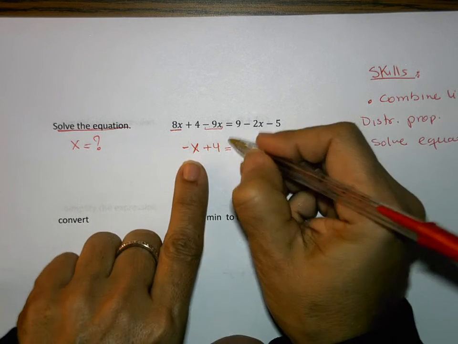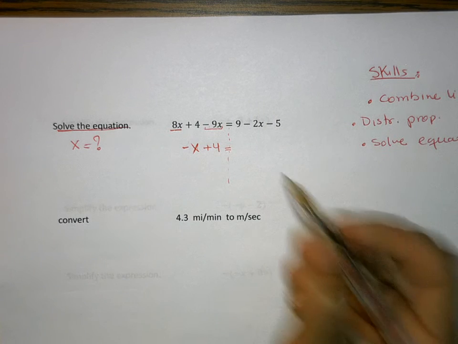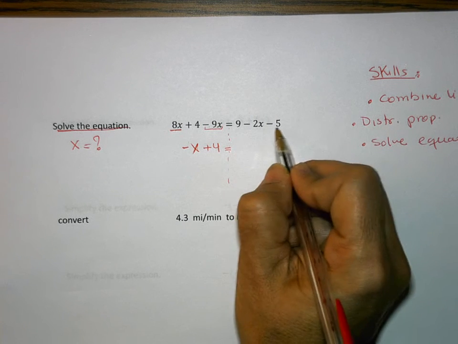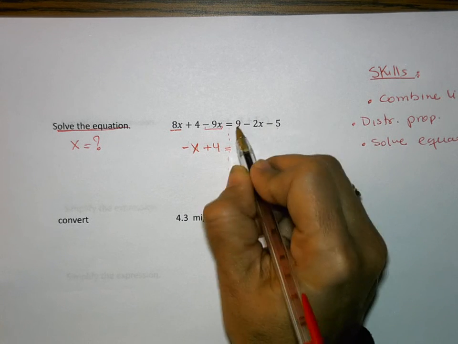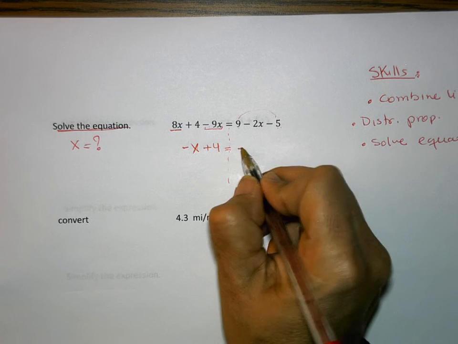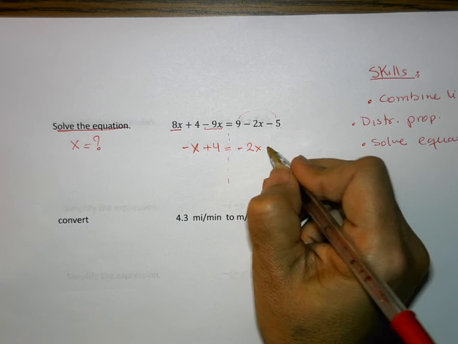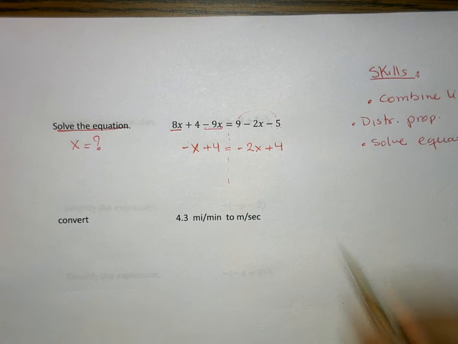So here's my left side. I'm going to keep it separated. On my right side, I have a 9 and a negative 5 that could be combined. So 9 and a negative 5, I'm going to repeat my negative 2x, but 9 minus 5 is just a positive 4. Okay?